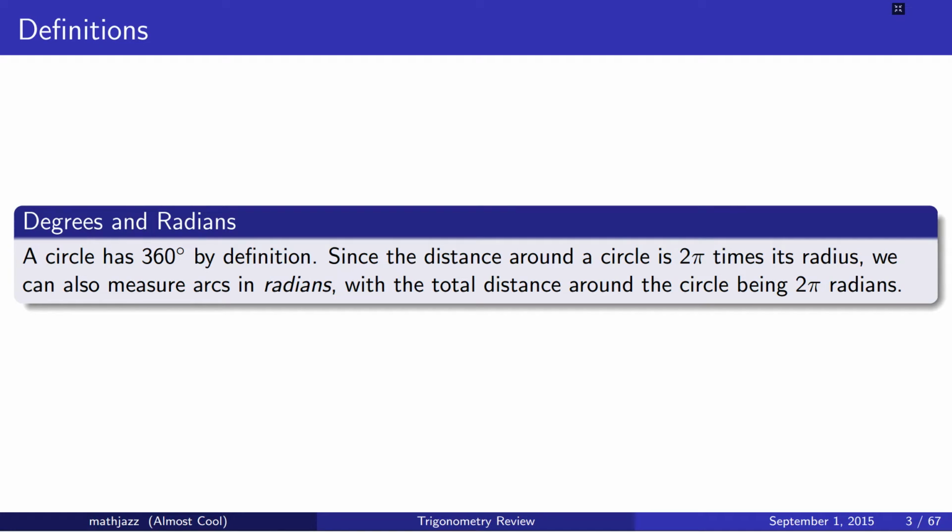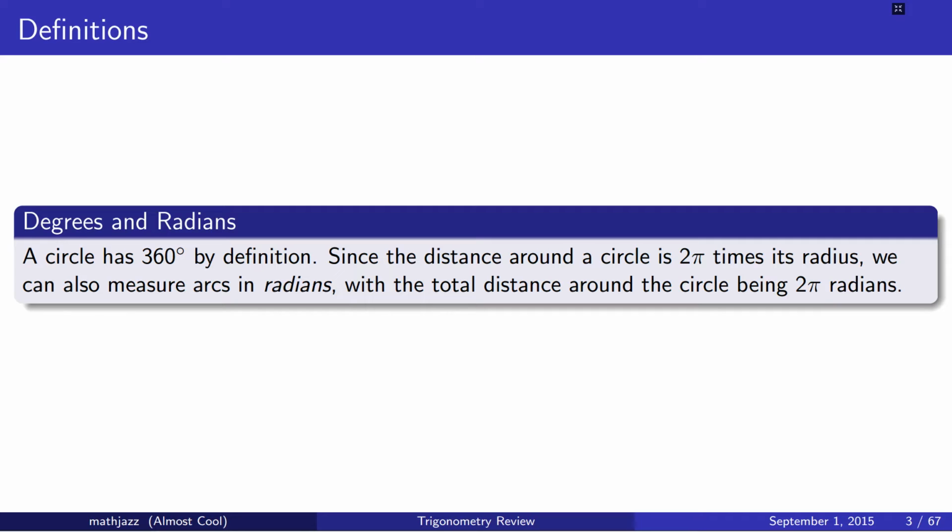Are we going 1 times the radius around? Are we going 4 times the radius around? The whole way around a circle is going to be 2 pi times the radius around. So that means that half of the way around is going to be pi times the radius around, and a quarter of the way around is going to be half of pi times the radius around. So the units we're going to be using are the radius itself, and that's where the word radian comes from.